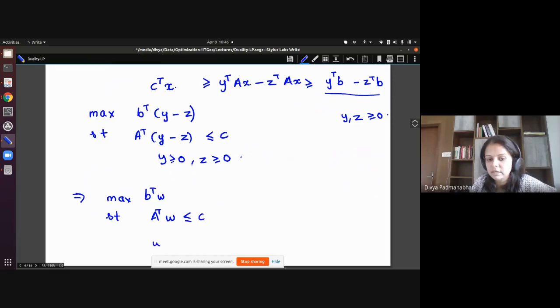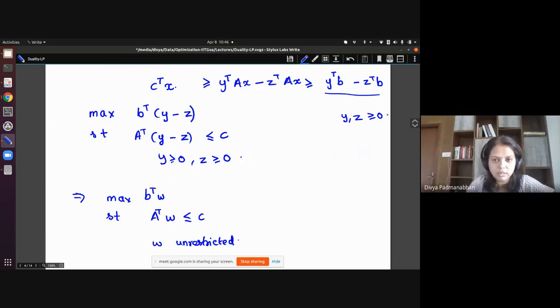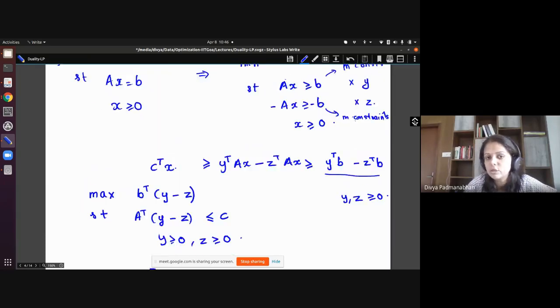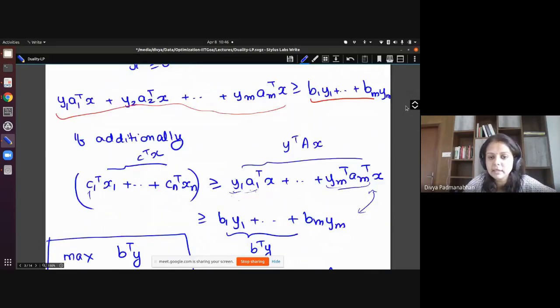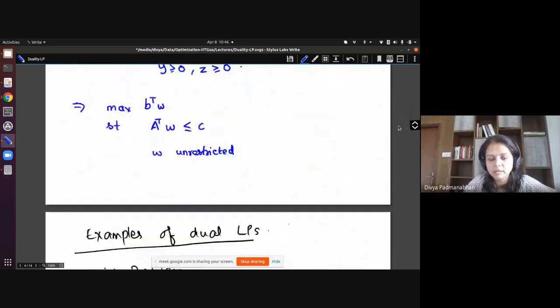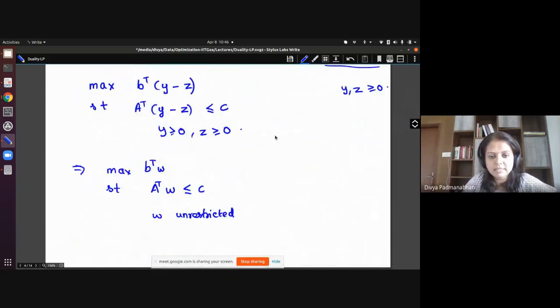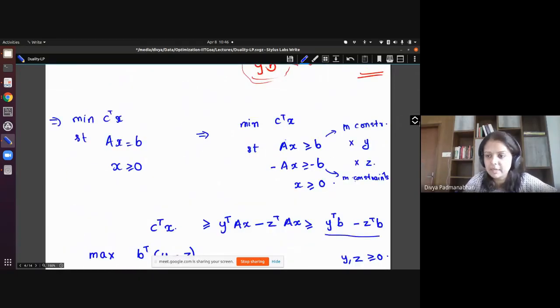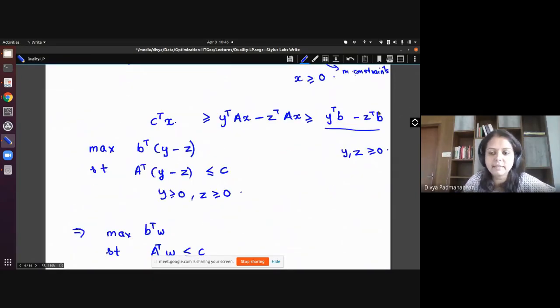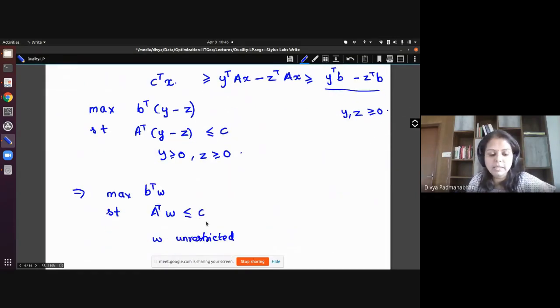And now W is unrestricted. Okay, so this is also another way to write the dual. You understand it with respect to one of the forms, particularly this form, and then extrapolate it to other forms that come. So this is exactly the dual. I think we started writing this for the transportation example. So this is also another way in which you could derive the dual for other forms.